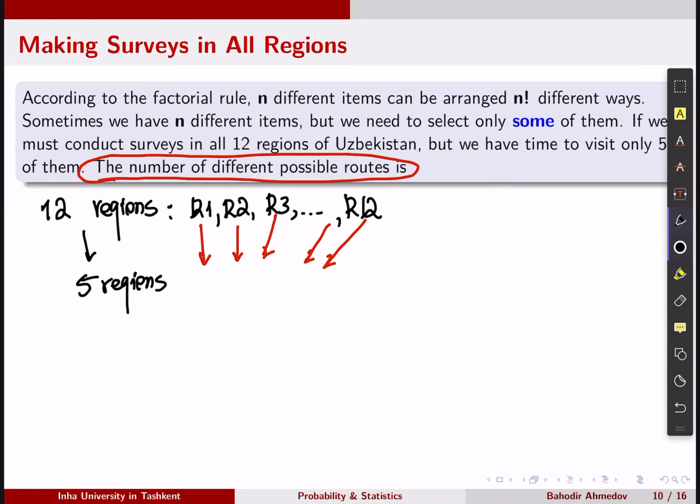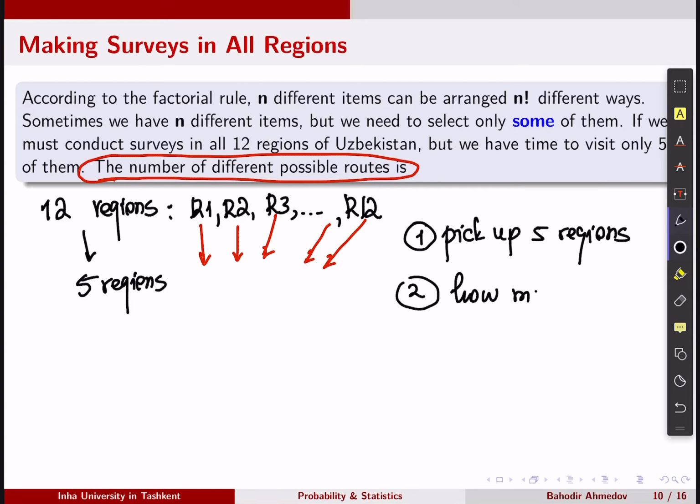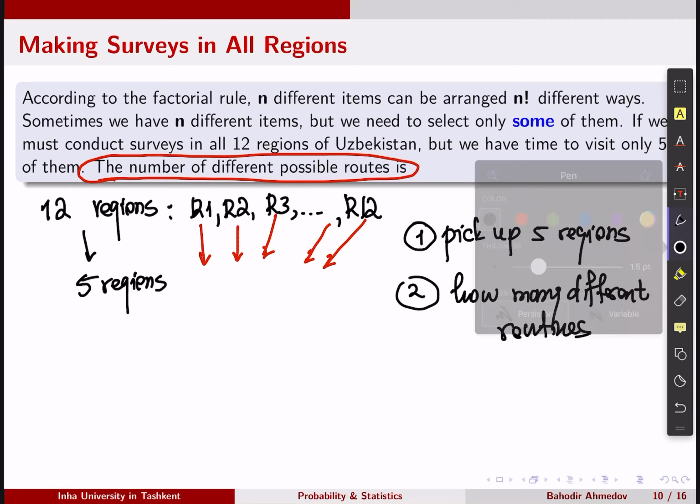So what we need to do is, first of all, pick 5 regions, and after we have picked the 5 regions, we need to also take into account how many different routines we can do, right? How many different routines. Let me explain what I mean.